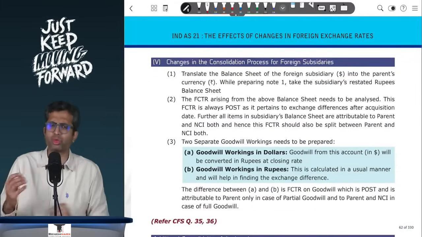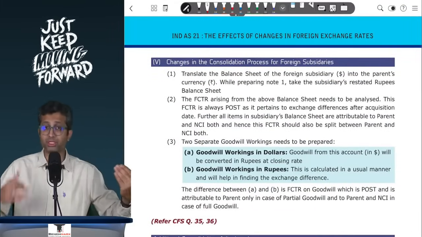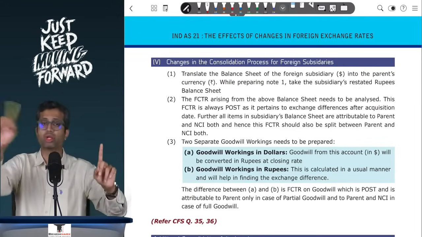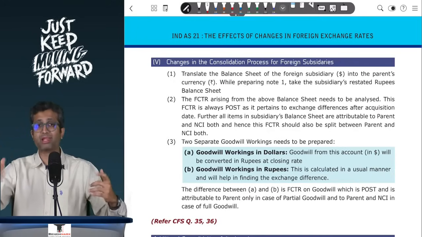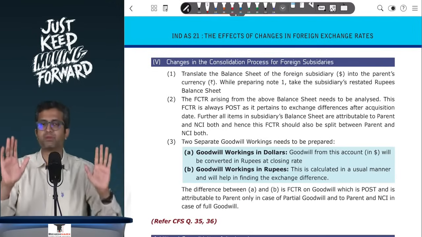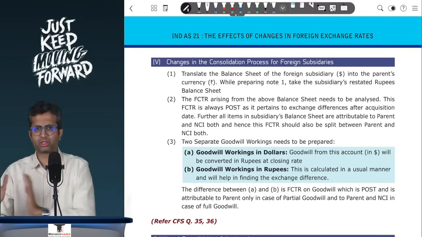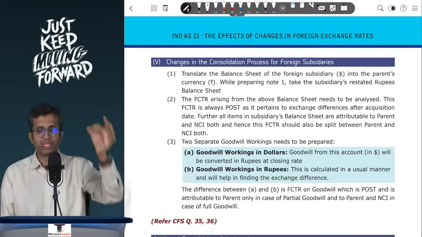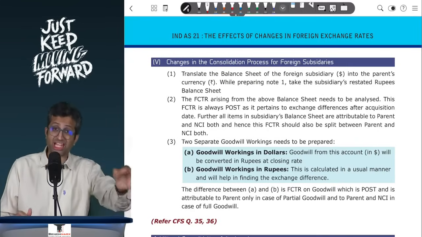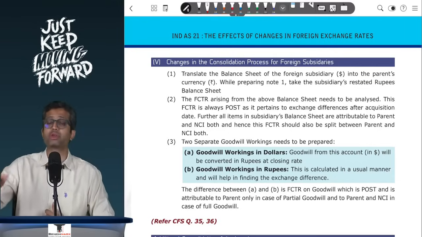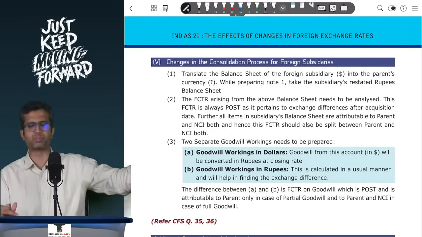Now, in the consolidation process, by and large, if it's a foreign subsidiary, the process will remain the same. Just that before you start consolidation, you will first have to convert the subsidiary's trial balance and balance sheet into rupees at the applicable rates, and find the balancing figure FCTR. Then you prepare the consolidation workings in the usual manner, but while you are calculating goodwill, calculate goodwill in the foreign currency, that is dollars, and then convert it into rupees at the closing rate. Further, there may be analysis of FCTR which is needed, which is appearing in the subsidiary's balance sheet.